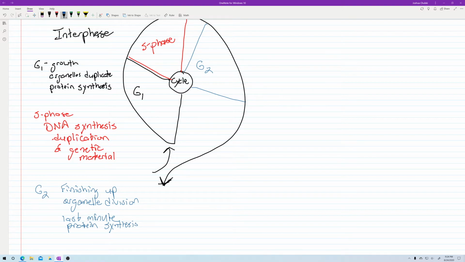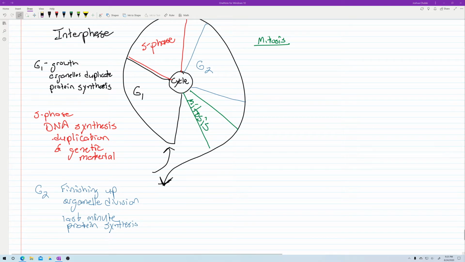Okay, and the actual division is mitosis. Now mitosis has several parts. Okay, so the first one is prophase.